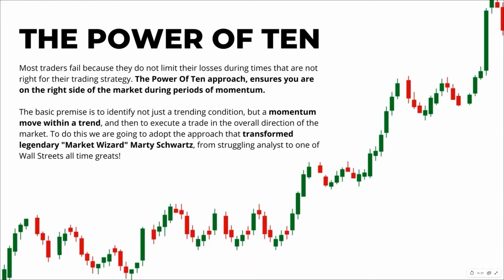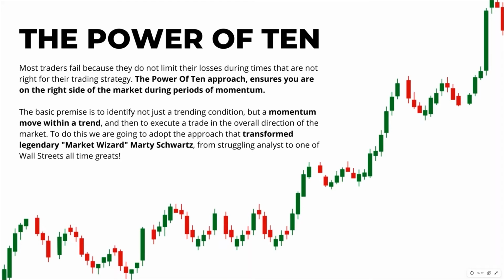Okay, because what happens is most traders fail because they don't limit their losses during the times that they're not right for their trading strategy. And what the power of 10 approach does for us is it ensures that we're on the right side of the market during periods of momentum, because ultimately as traders, we need momentum. We need volatility in order to make money. We don't make money in markets that aren't moving anywhere. All we do is churn up brokers' fees and things like that, and we cost ourselves money. So we need the markets to move in order for us to be able to make money, right?